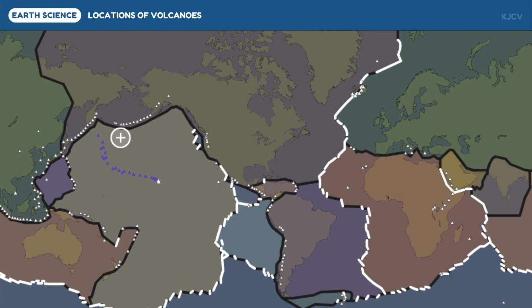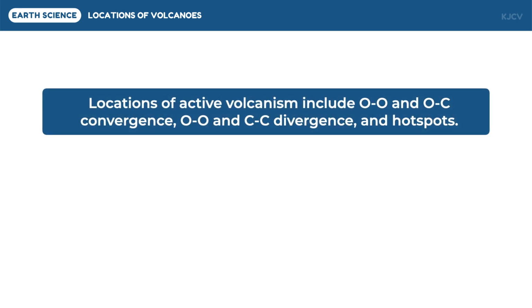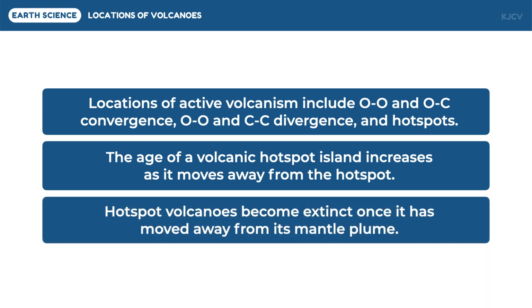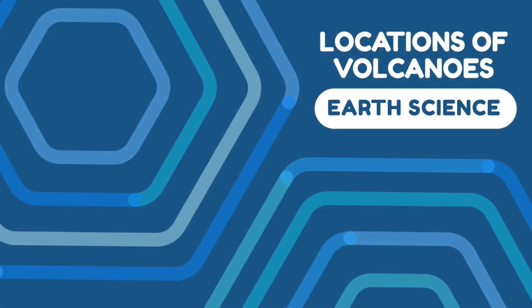To end this lesson, let us review the following key points. Locations of active volcanism include oceanic and oceanic-continental convergence, oceanic and continental divergence, and hotspots. The age of a volcanic hotspot island increases as it moves away from the hotspot. And lastly, hotspot volcanoes become extinct once they have moved away from their mantle plume. And that ends our discussion on locations of volcanoes.